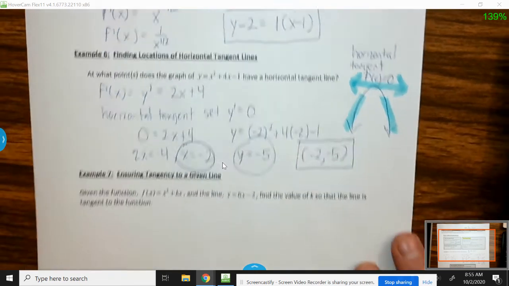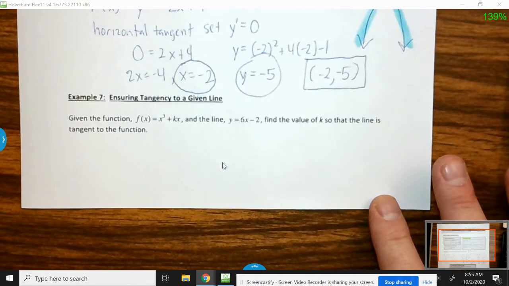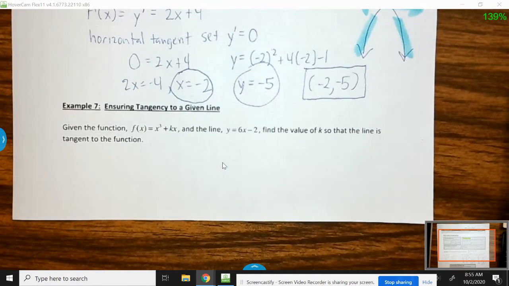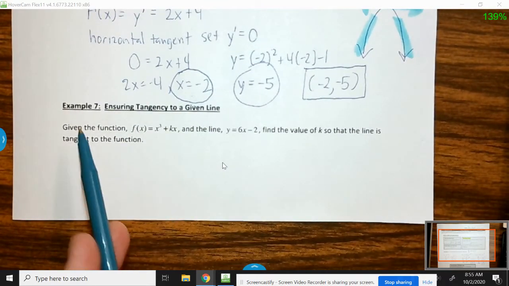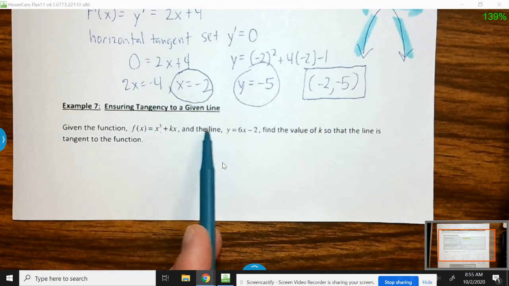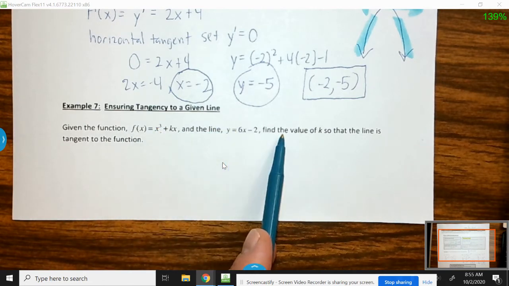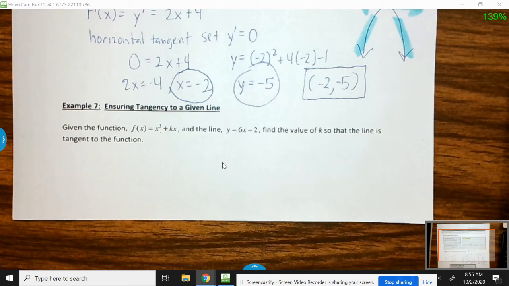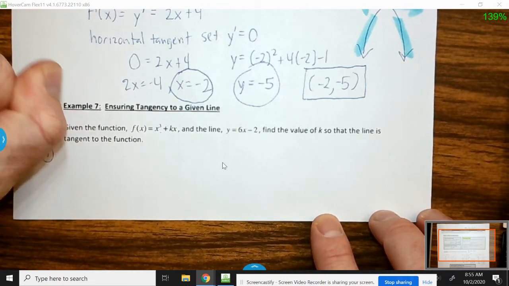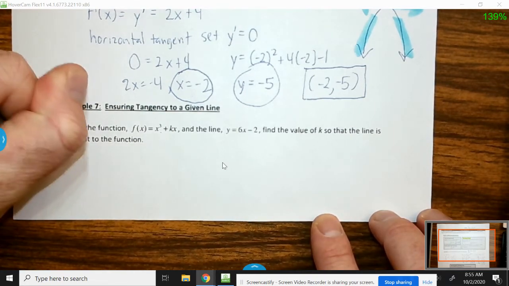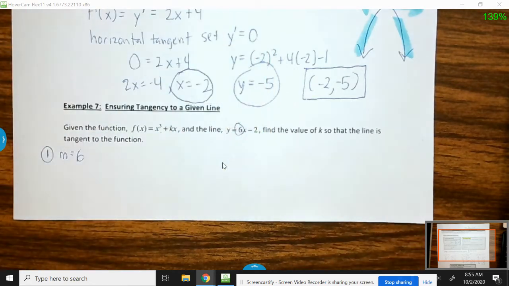Okay, last part of the day, ensuring tangency to a given line. So I have a cubic function and I have a line. Find the value of k so that the line is tangent to the function. Okay, there's a process here. The first thing I would say is, looking at the line, I know that the slope of the line is 6, and that's the slope of the tangent line.